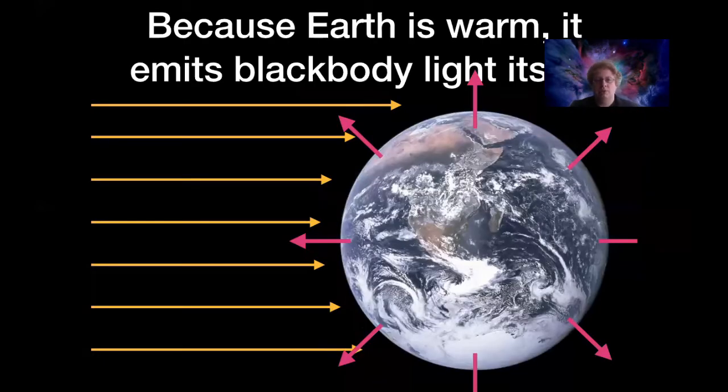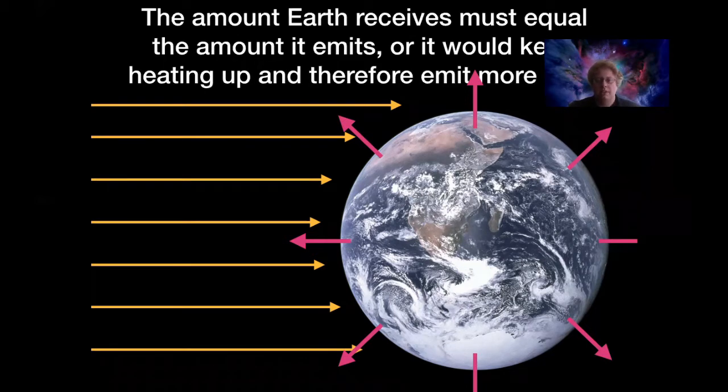And basically what happens is that the Earth gets warmed by the sun, and then because it's warm, it emits light of its own. But the light that Earth emits is at a longer wavelength because the Earth itself is not as warm as the sun. The sun has a temperature of about 5,700 degrees, and the Earth's temperature is only about 300 degrees Kelvin. So because the Earth's temperature is so much lower, it emits all of its light at longer wavelengths out in the infrared. And the key idea here is that the amount of light that Earth receives must equal the amount that it emits. Otherwise, Earth would keep heating up or cooling down forever.